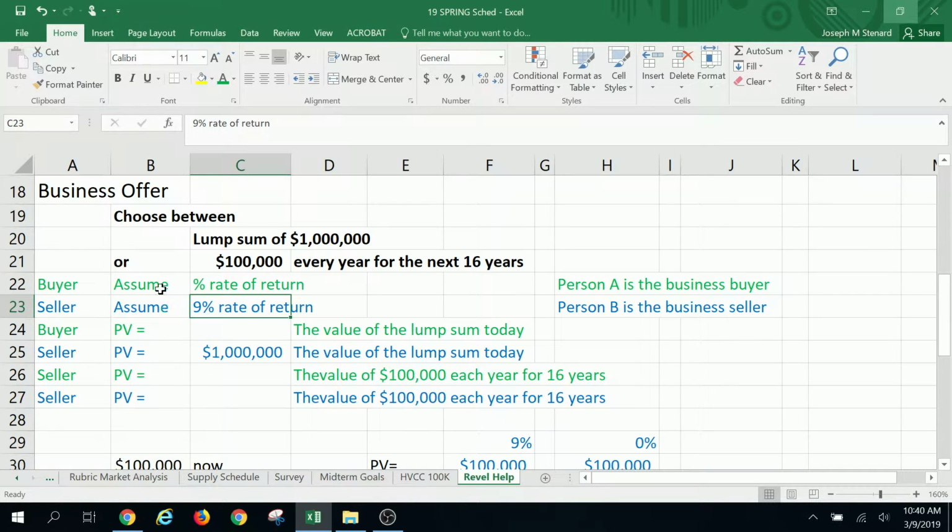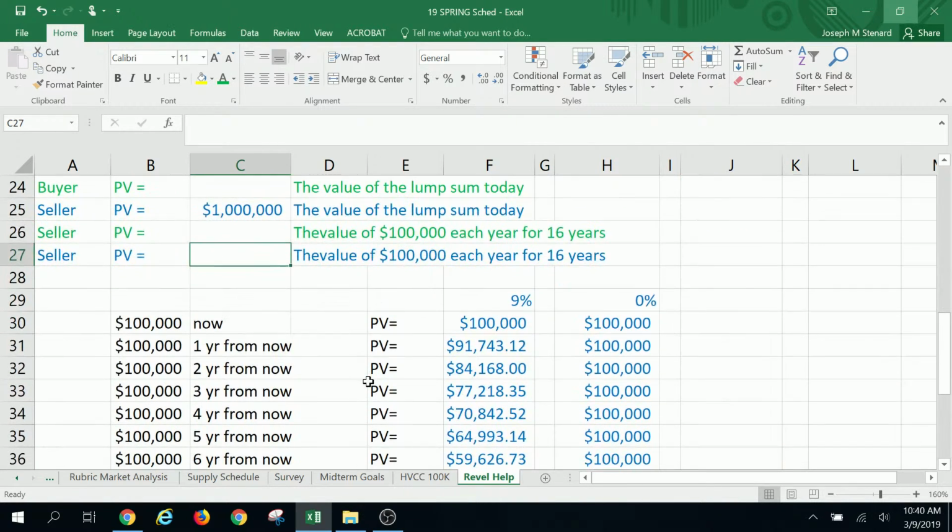In that case, there certainly would be money left over at the end of the 16 years as well. But if we work it through, the seller is thinking, what would I rather have, $1 million or $100,000 a year for the next 16 years? So to figure out the present value from the seller's point of view, we use a 9% rate of return. And I do that over here.